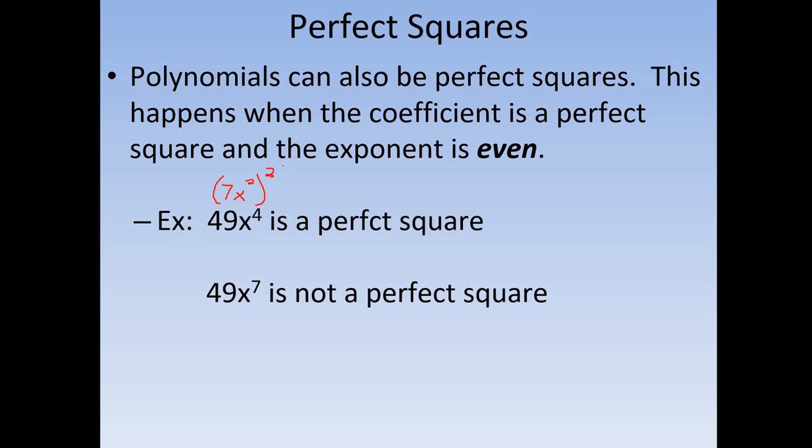49x to the seventh is not a perfect square because even though the first part is a perfect square, the exponent's odd, which means I can't divide it by 2. So anytime you get a variable with an exponent, just divide it by 2, and there you go.